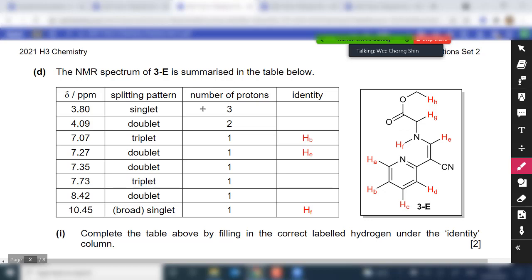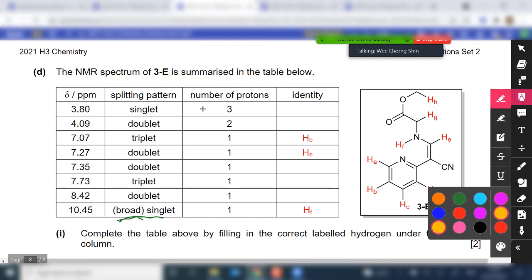basically what do you need to look at? We gave you all the difficult ones already. We gave you the broad singlet, which is HF, the exchangeable hydrogen. We gave you B and E. B and E are actually the difficult ones to identify if we didn't give them, to be honest with you, especially E. In all honesty, I think we have to be fair to the students, and in this case it's quite fair.